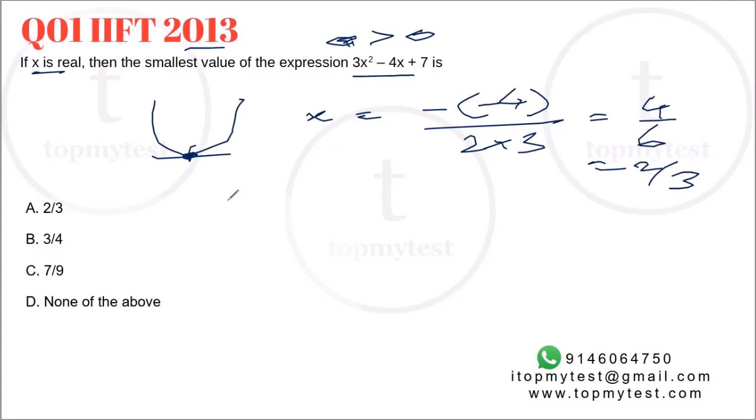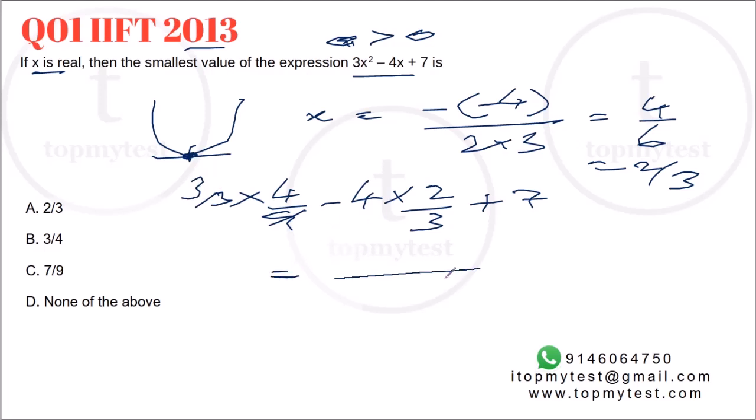Substitute x is equal to 2 by 3, so it will be 3 into (2 by 3) square, which is 4 by 9, minus 4 into 2 by 3, plus 7. If you take 3 as the LCM, that will be 4 minus 8 plus 21, that is 17 by 3. None of the options satisfy.